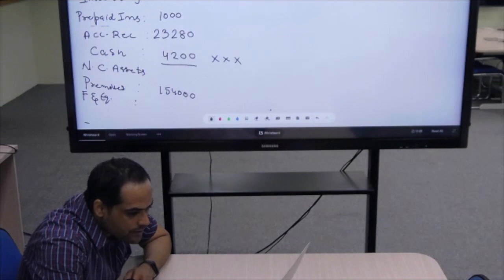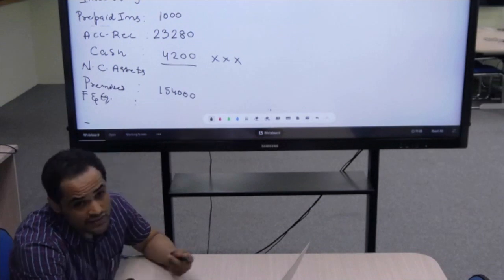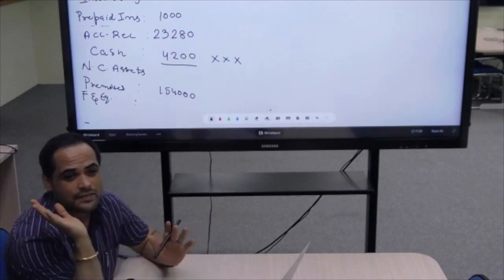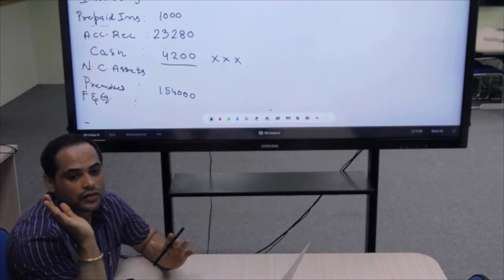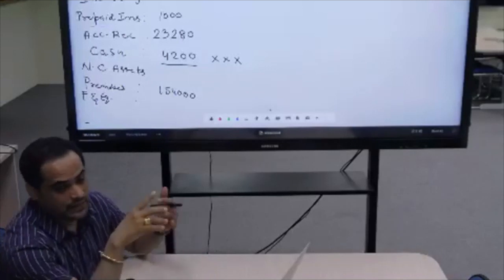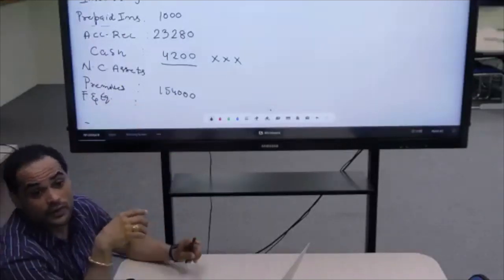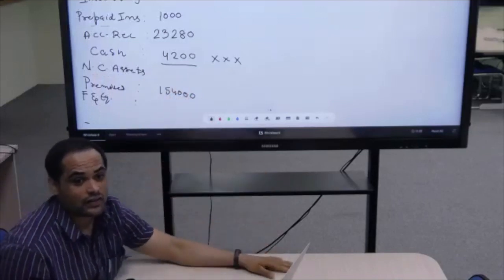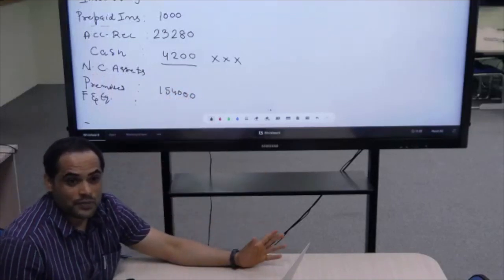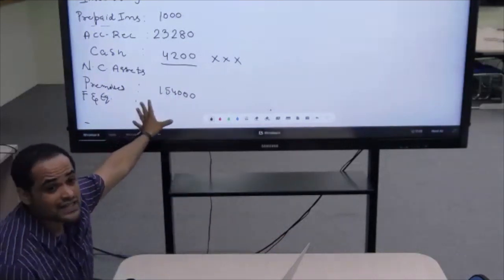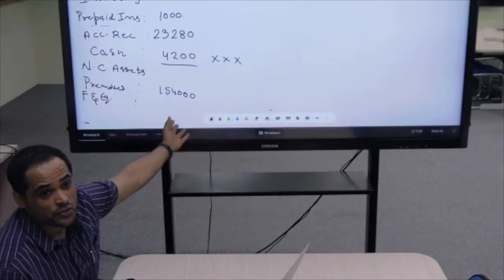I think I should subtract it from the total fixed assets. Yes, you can subtract from total fixed assets, or you can subtract one by one. It's up to you. All right, you can add them all. Total fixed assets means furniture and equipment. For premises, we're not going to subtract depreciation, because we don't have depreciation on premises.